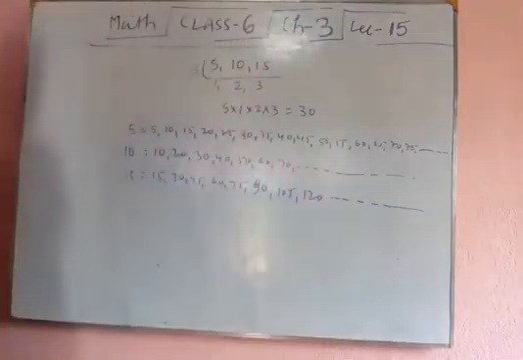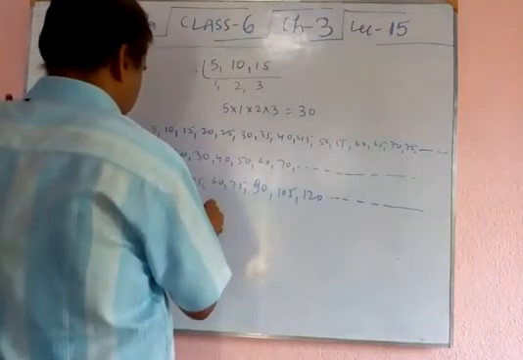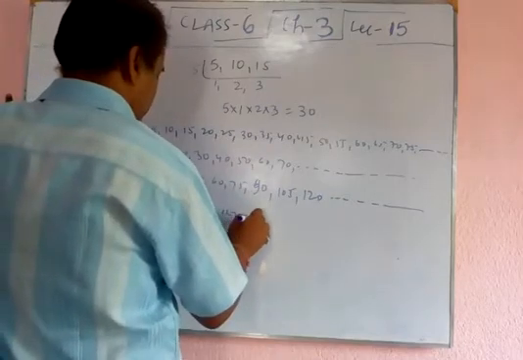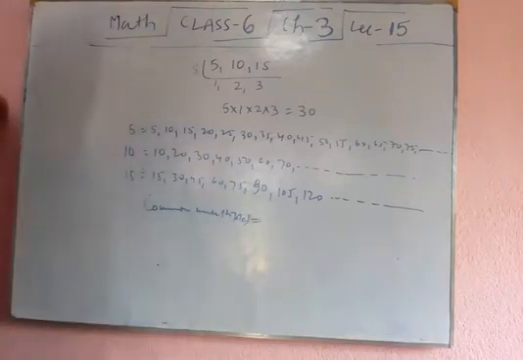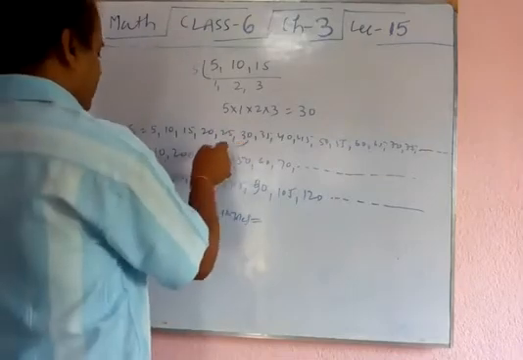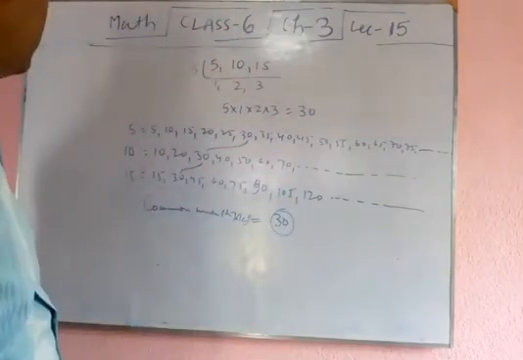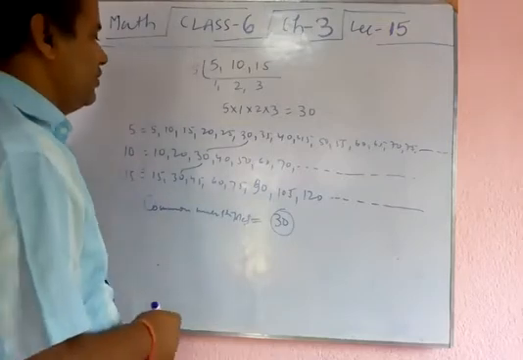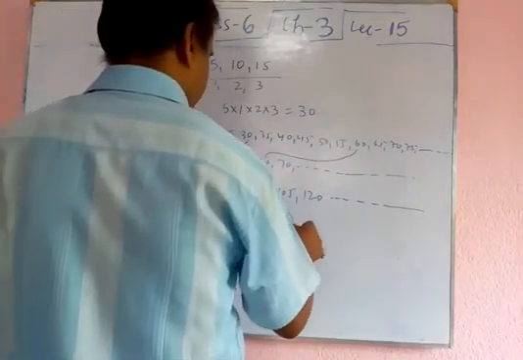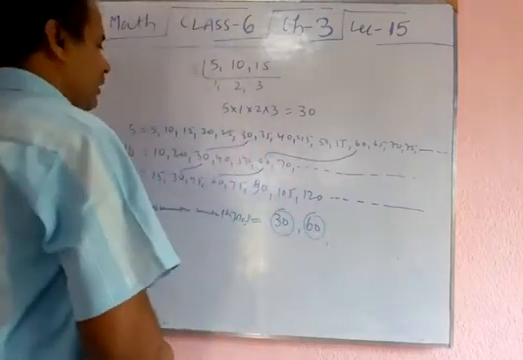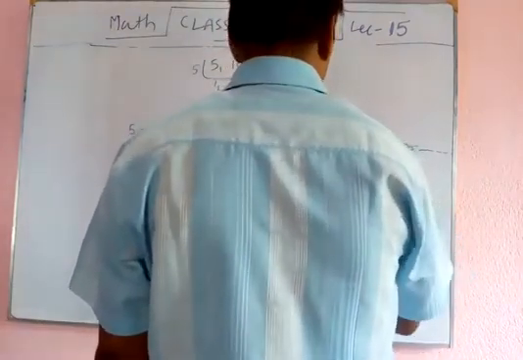Here you can see the common multiples. Common multiples are 30. You can see here 30 and 30. So 30 is there. Next is 60, 60. Next is 90. 90 will be there.